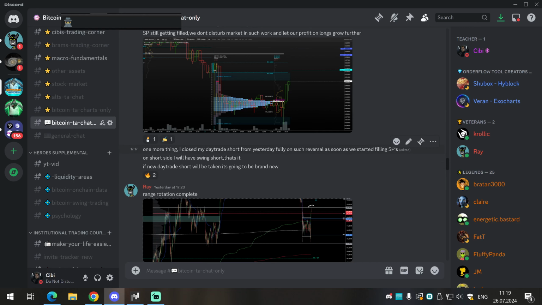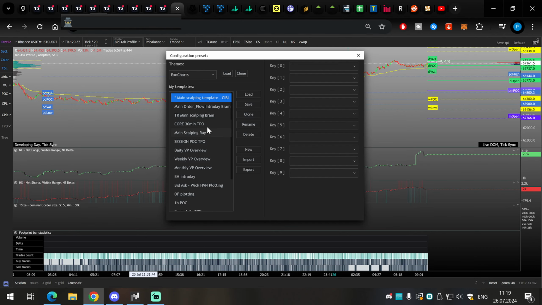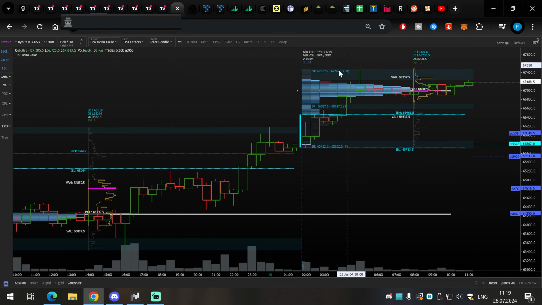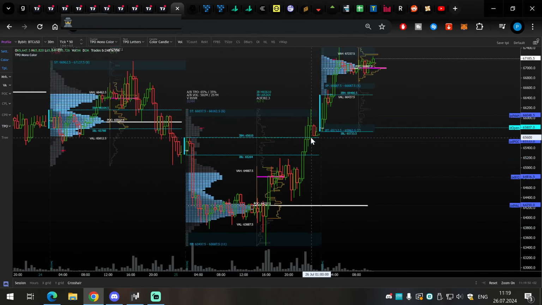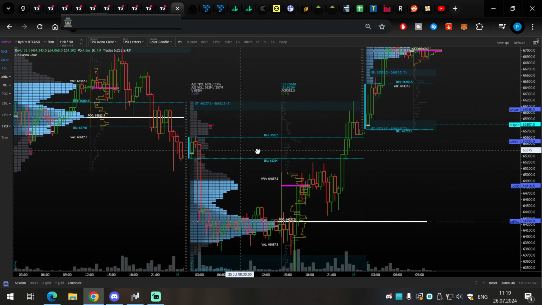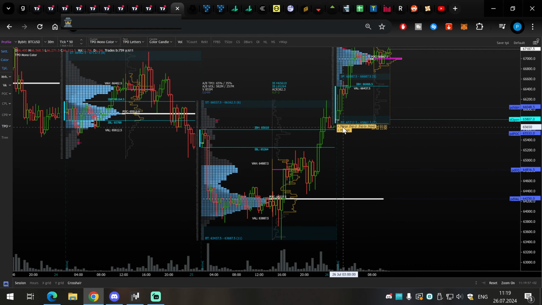One more thing, I closed my day trade short from yesterday fully on such reversal as soon as we started filling single prints. So let's go back, and everything I'm saying here will be repeating in the future. This is a fractal situation, this is a textbook situation. Such setups will repeat, so please just absorb this knowledge.